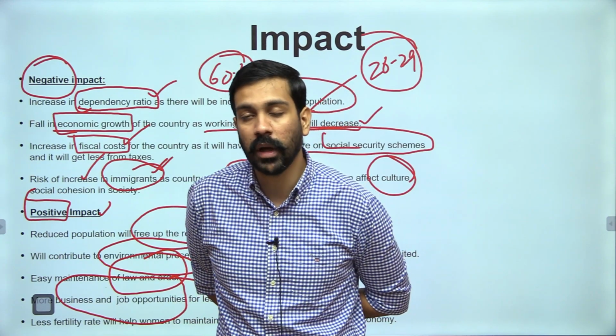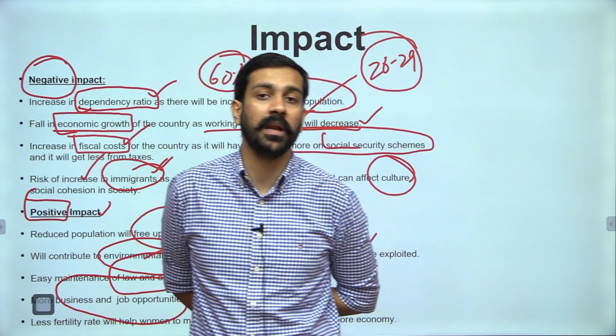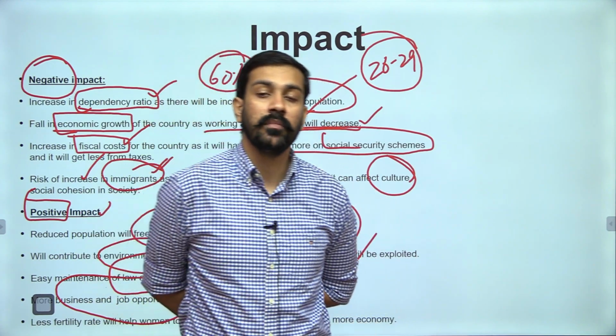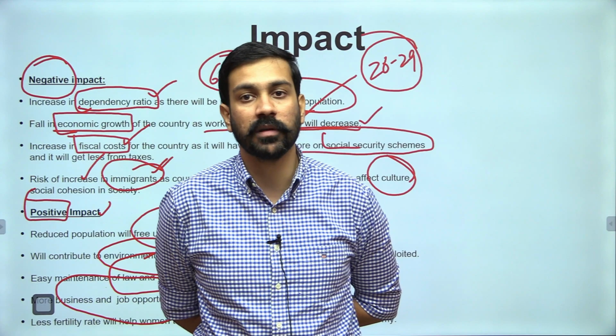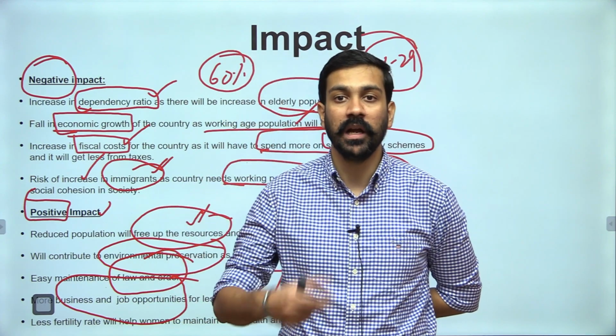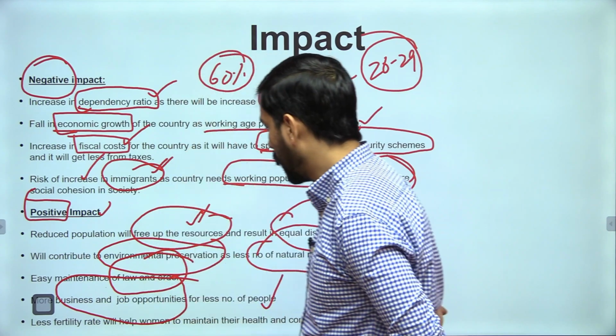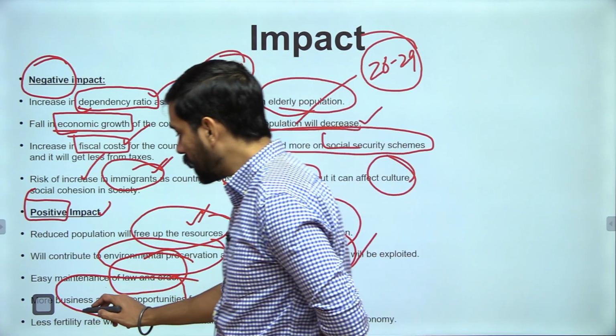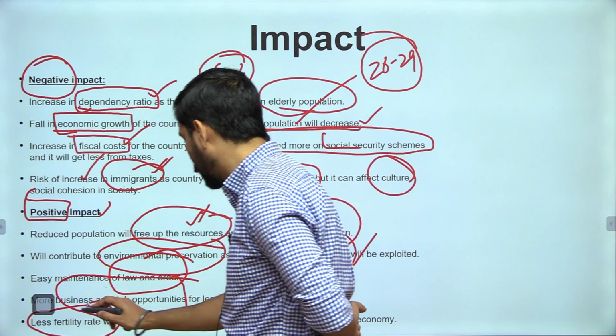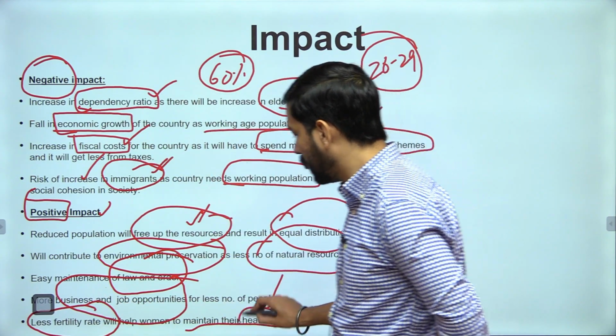Like I gave you an earlier example, if there were 1000 applicants for a government job earlier, and now there will be 500 people for that government job, obviously it increases the chances of getting that job or getting that business opportunity. And last one, that less fertility rates will help women to maintain their health.